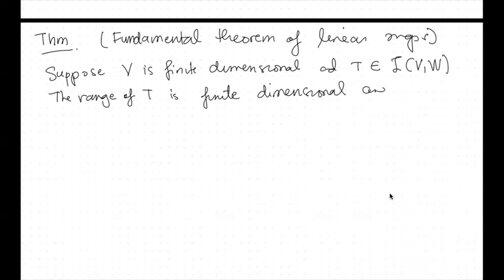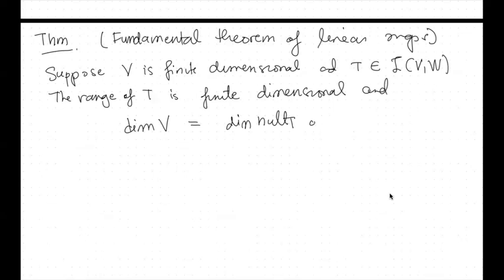and in fact, the dimension of the vector space V is equal to the dimension of the null space, or the kernel, plus the dimension of the range of our linear map T. Proof.